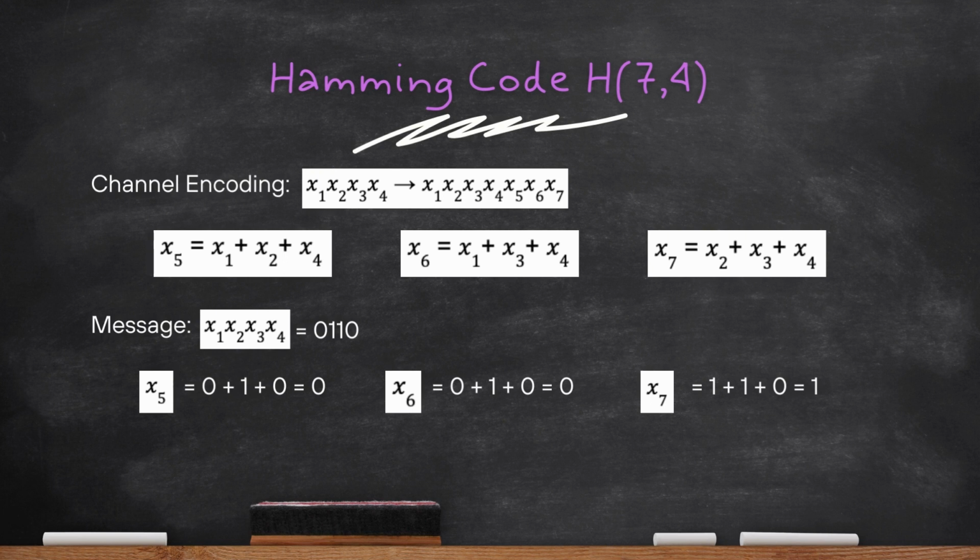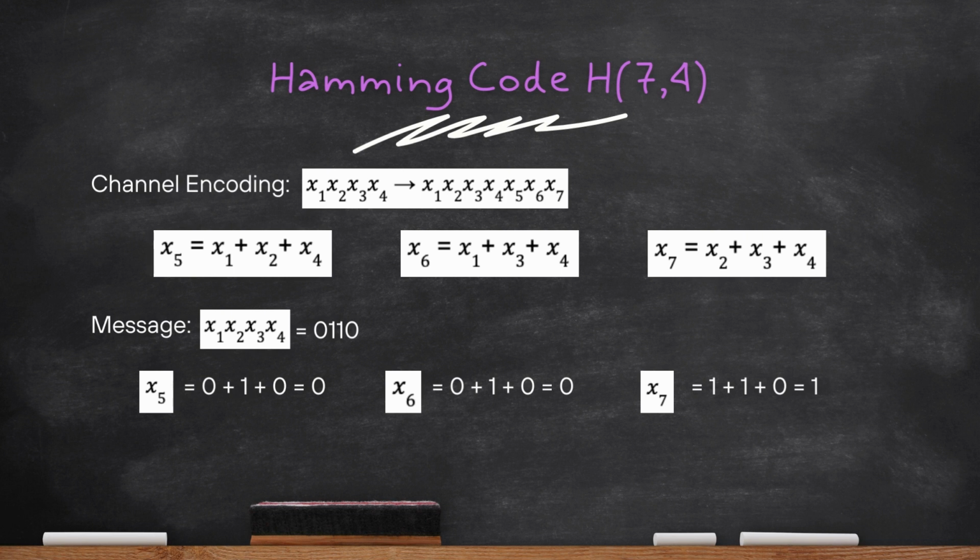So to get the x sub 5, again we have x sub 1 plus x sub 2 plus x sub 4, which is 0 plus 1 plus 0, which is equal to 0. This is equal to 0 because we only have one 1, which is an odd number. Next, for the x sub 6, we have x sub 1 plus x sub 3 and x sub 4. So we have 0 plus 1 plus 0, which is also equal to 0 since we only have one 1, which is an odd number.